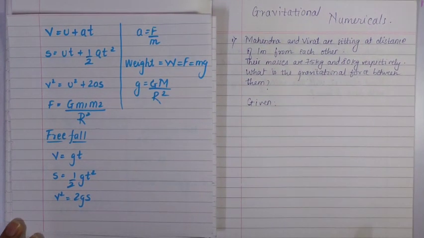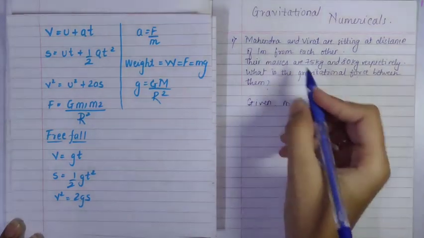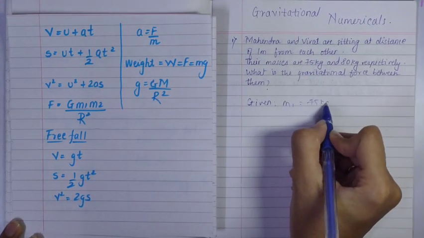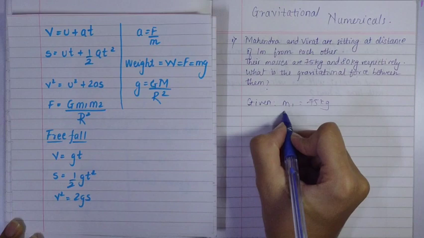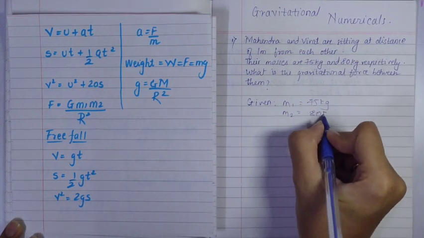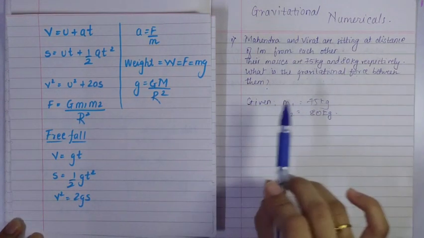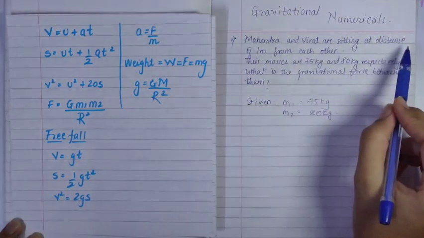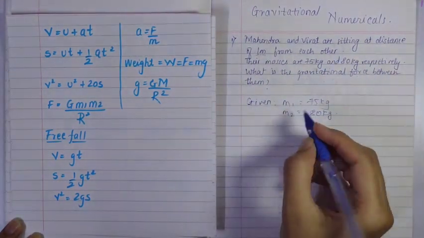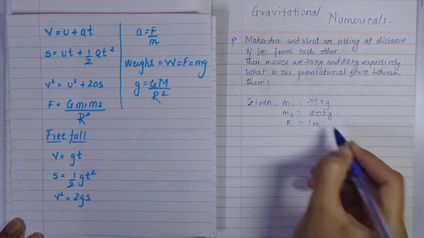So what is given in the sum? You are given m1, the mass of the first person Mahendra, that is 75 kg. m2, the second mass, is 80 kg. The next thing you need is the distance between the two. They have given the distance as 1 meter. So your r is 1 meter.